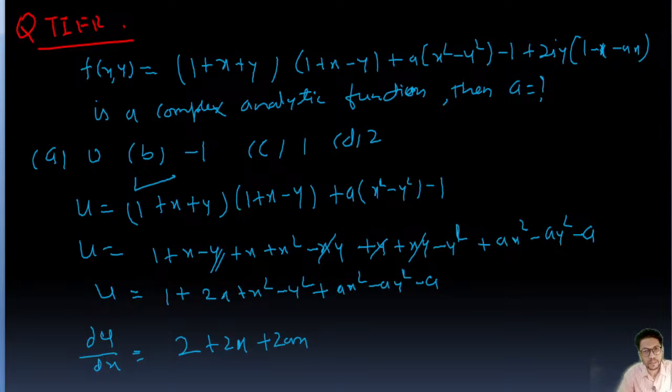Something mistake we have done. Taking the terms to this side, the sign is minus, so this is minus 1. The value of a is minus 1. So which option is matching? Okay, so I'm going to proceed further. Okay, next.